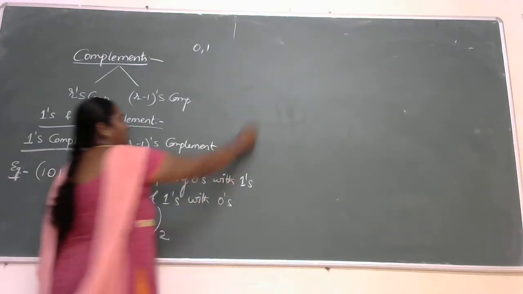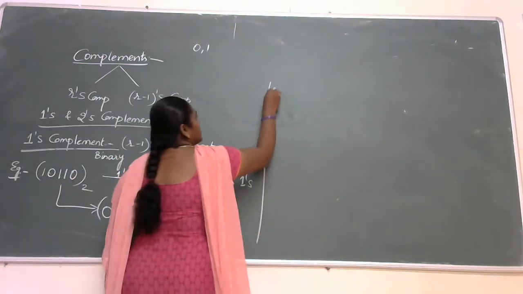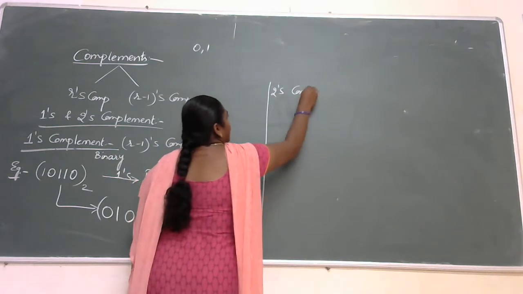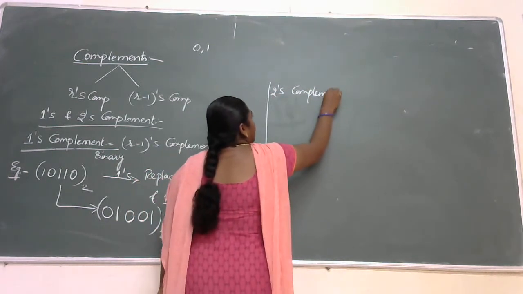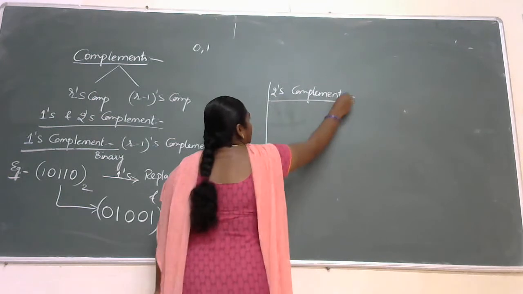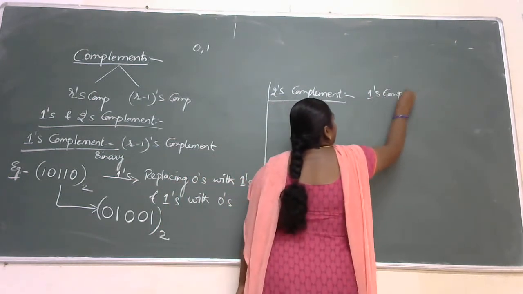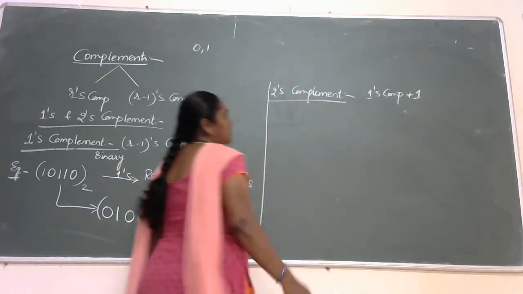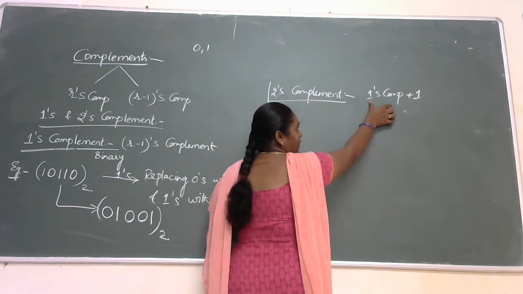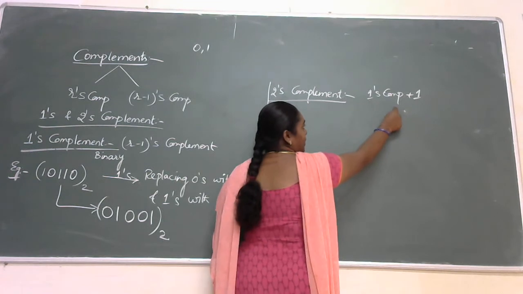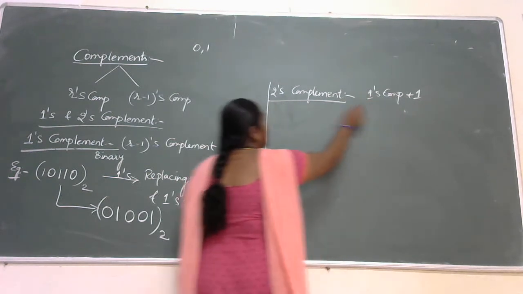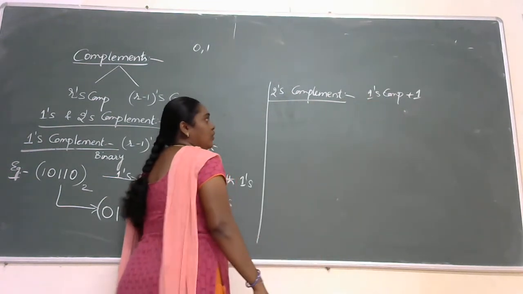Similarly, coming to the second one, which is 2's complement. Here 2's complement is 1's complement plus 1. That is, we need to perform the 1's complement operation, then add 1 to the 1's complement, which will give you the result of 2's complement.